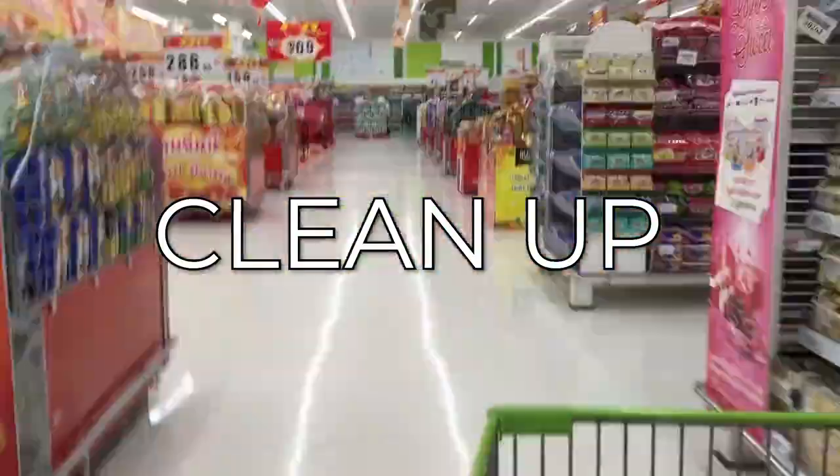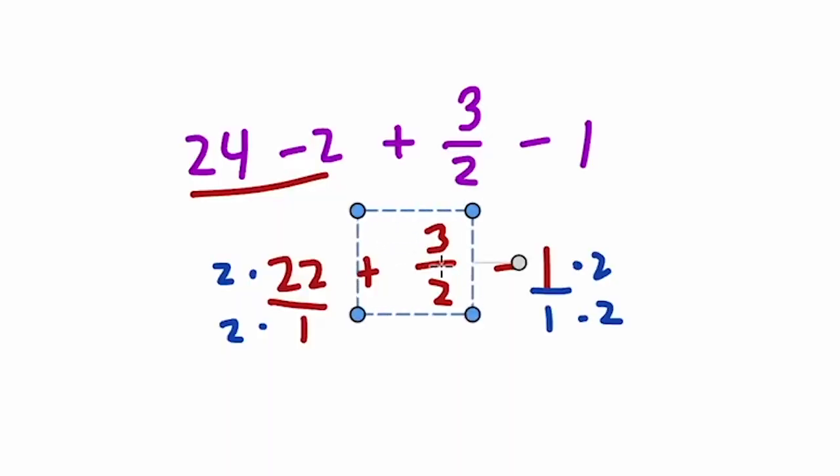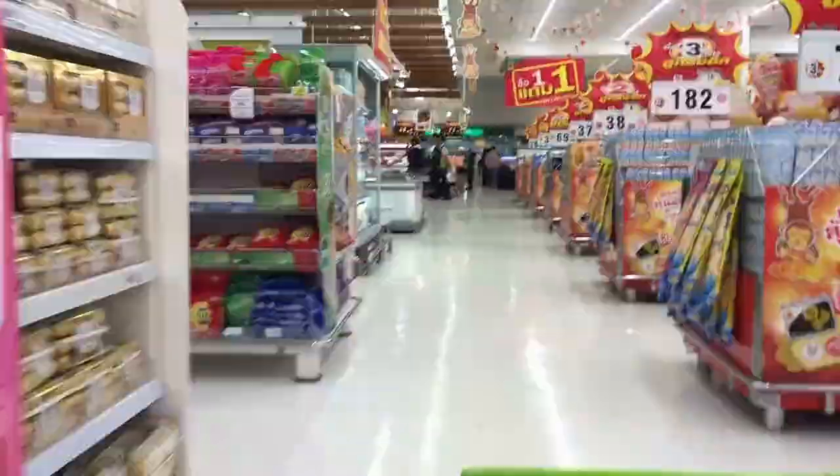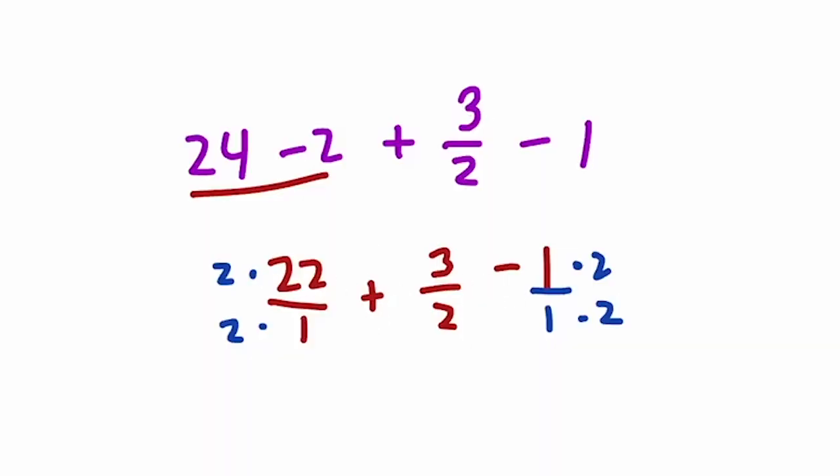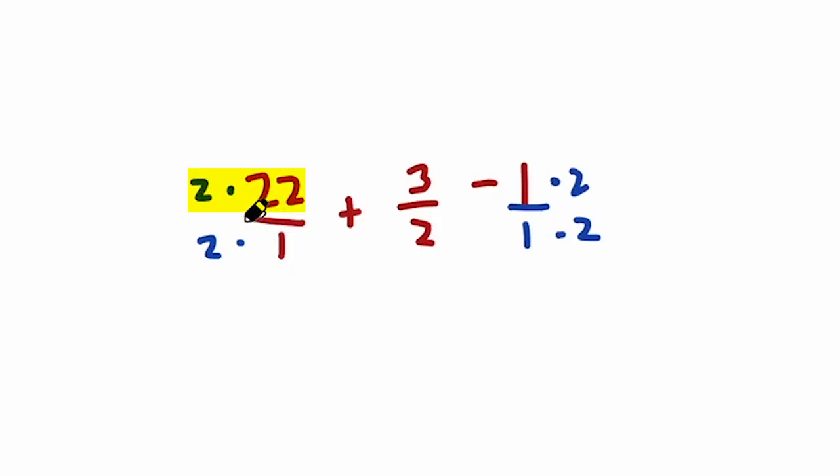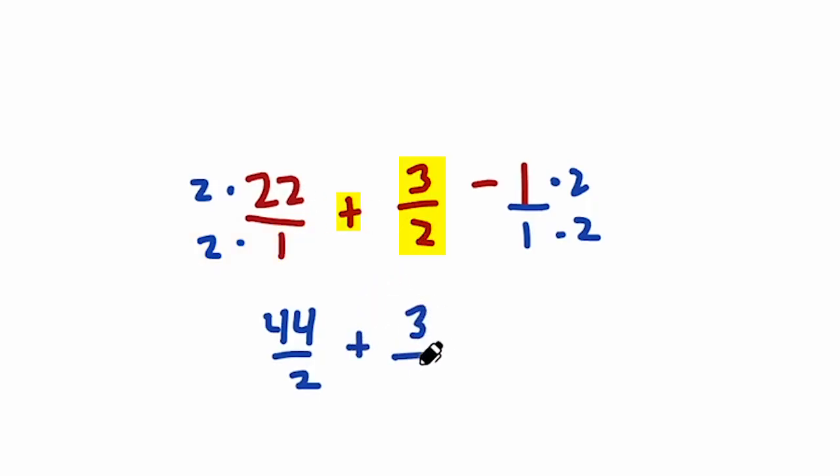Okay, and now we've got this problem. So let's simplify this down, and we're almost there, folks. 2 times 22 is 44 for the numerator. 2 times 1 is 2 for the denominator. That gives us an improper fraction that we're going to use in a moment. Then we're going to add that to 3/2, and then we're going to subtract. Well, this one's easy. This is 2 over 2. We're going to subtract 2 over 2 at the end.